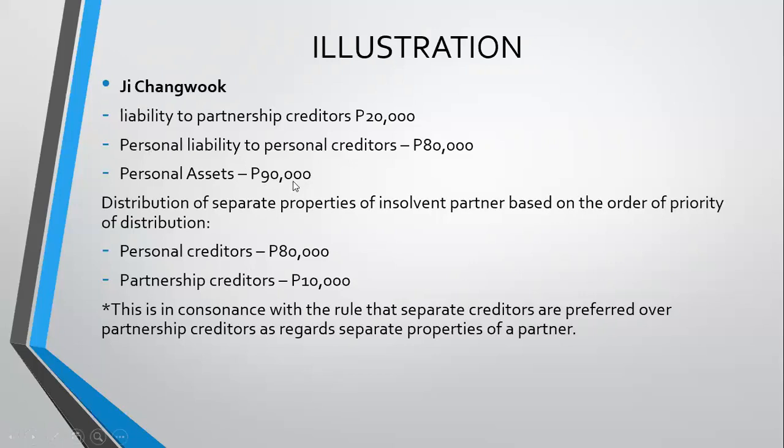Since ang personal asset niya is only 90,000 at may personal liability siya to personal creditors of 80,000, siyempre ang may preferred doon yung personal creditor. From 90,000, bayaran muna si 80,000. Kasi yung rule, distribution of separate properties of insolvent partner based on the order priority of distribution. Again, personal creditors muna 80,000 and the partnership creditors ang 10,000 na natitira from a total personal assets of 90,000. So, this is in consonance with the rule that separate creditors are preferred over partnership creditors as regards to separate properties of a partner.